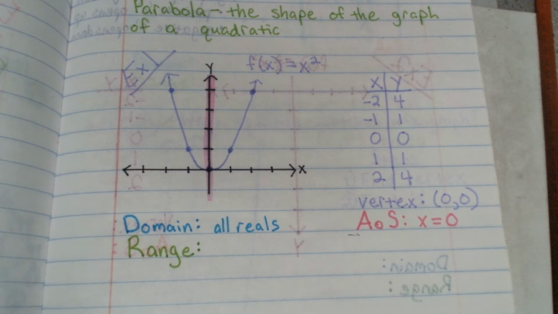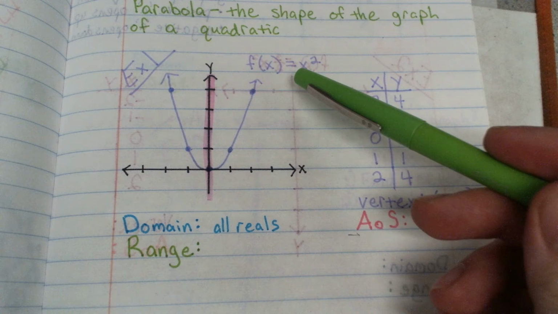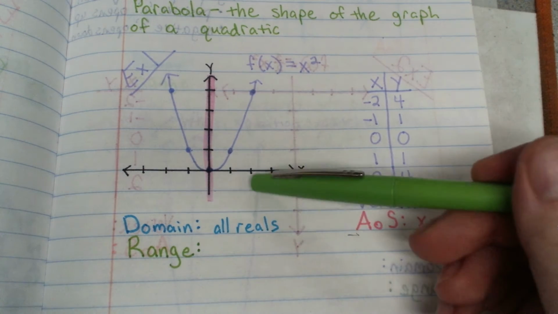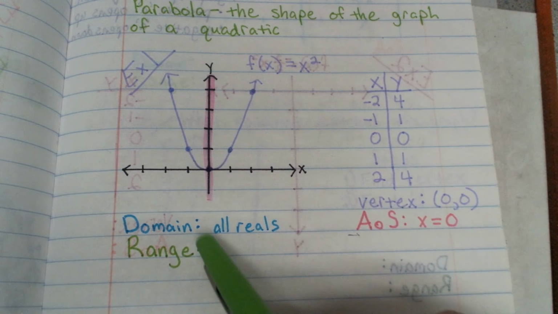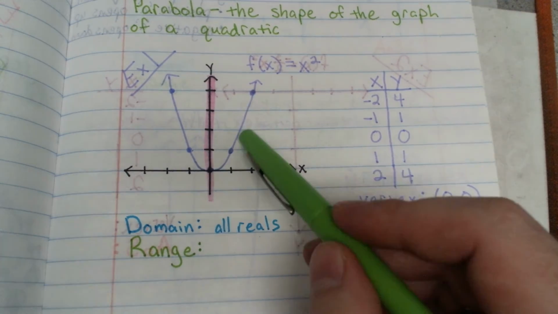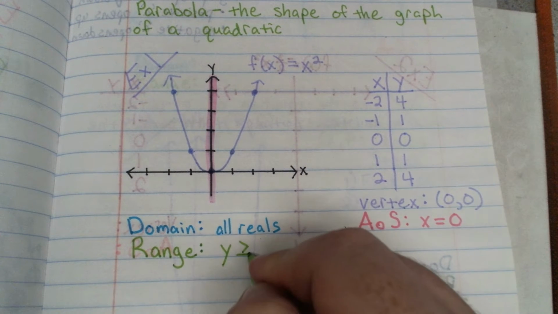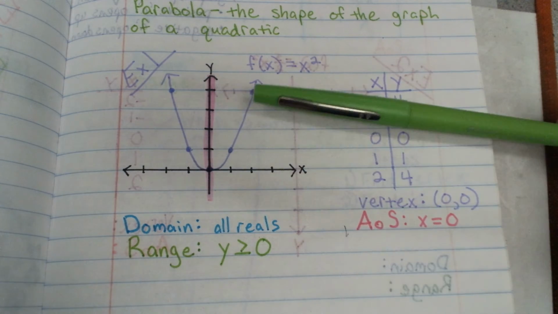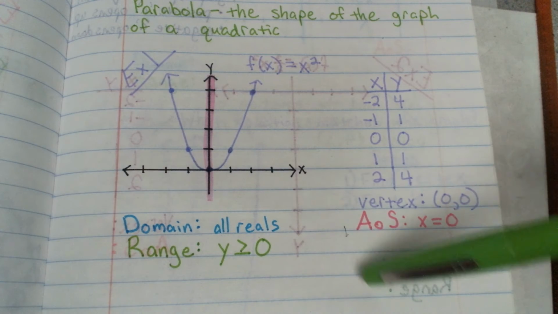And then for the range, that's the set of possible output values I can have. And if you look here, there are some output values that we would never possibly get. Anything below 0 here, we're never going to get. So starting at 0 and going up is the range. So we could say something along the lines of y is greater than or equal to 0. Our y value can be any positive number, and it can be 0, but we never get anything beneath it.